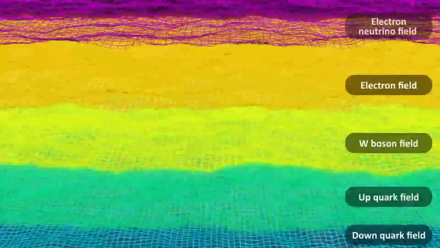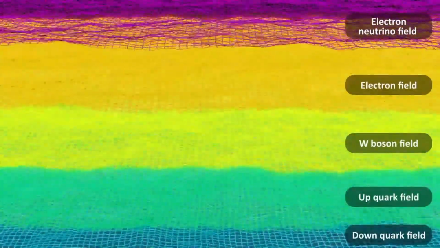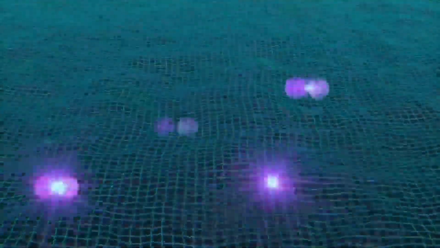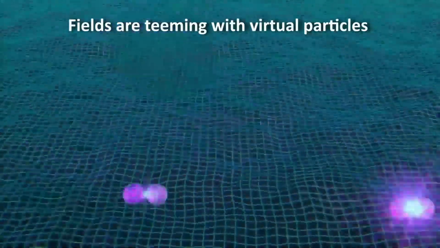All these fields extend out in all of space-time. In other words, the fields are always there and exist everywhere, including inside your body. Now, although they exist everywhere and you can't see them, they are not nothing. They are teeming with virtual particles. These are particle-antiparticle pairs that get created and destroyed.